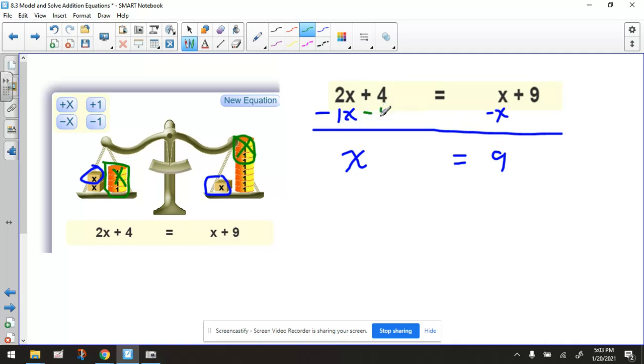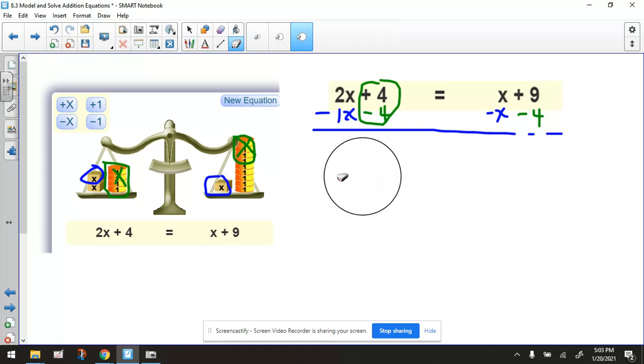We subtract 4 from this side, and we have to subtract 4 from this side. So this all cancels out. We're left with nothing. See, that's gone. Over here, what does that equal? Well, that equals 9. Well, let's go back to, actually, let's erase this because that's too many things at once.